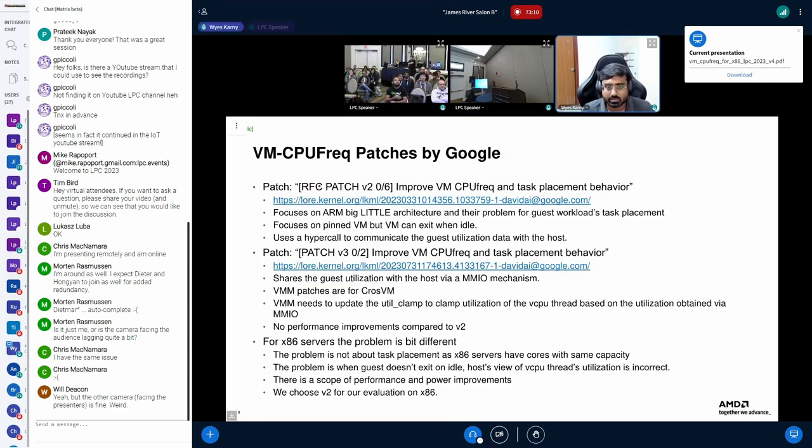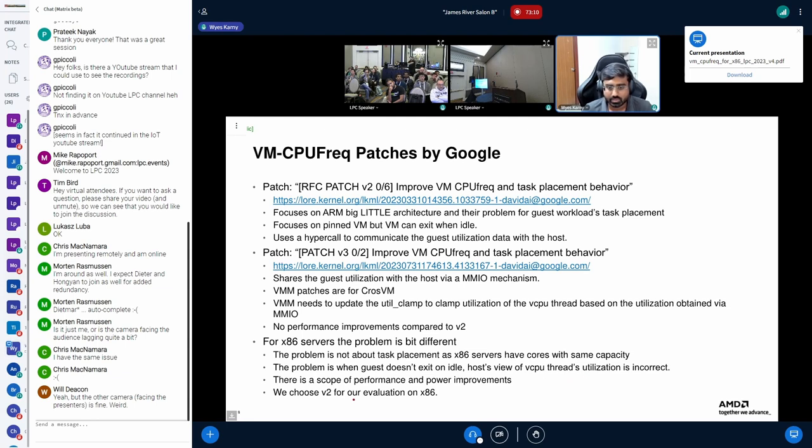We evaluated the VM-CPUFreq patches from Google, and there are mainly two versions, V2 and V3. V2 is based on the ARM big.LITTLE architecture, focuses on pinned VMs, and uses a hypercall. Google's main problem was their guest workload task placement. But for our x86 server case, the problem was a bit different because we have same-capacity cores and we don't have a task placement problem. But we have a problem when the guest doesn't exit on idle. That's what we wanted to solve.